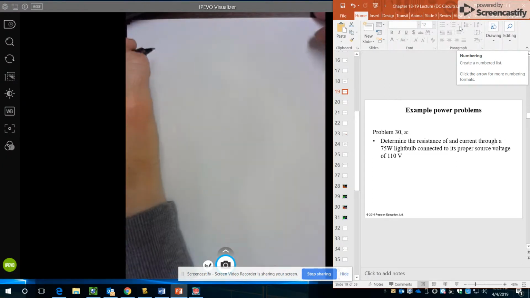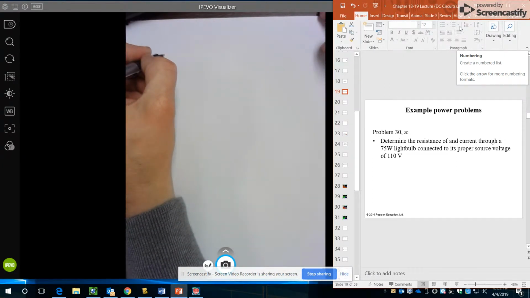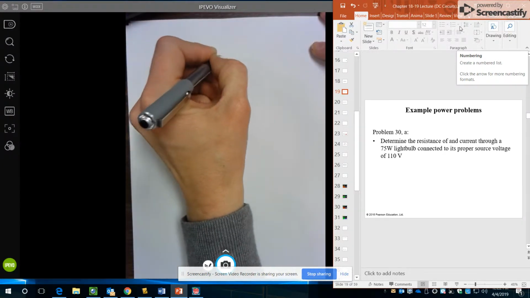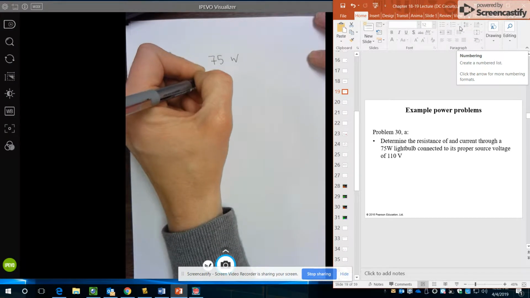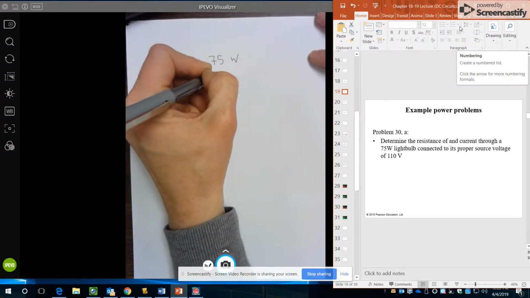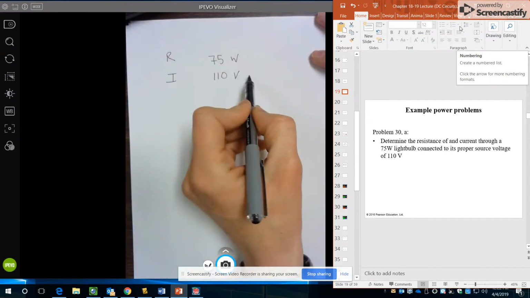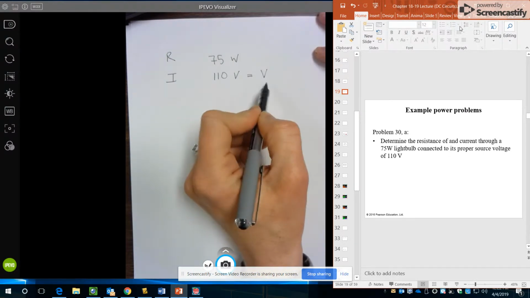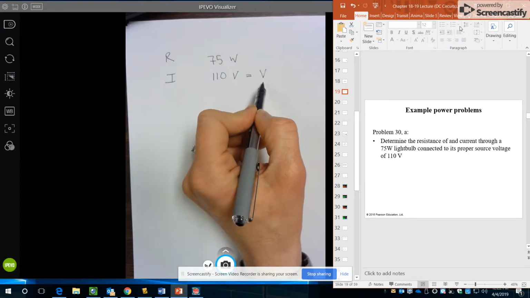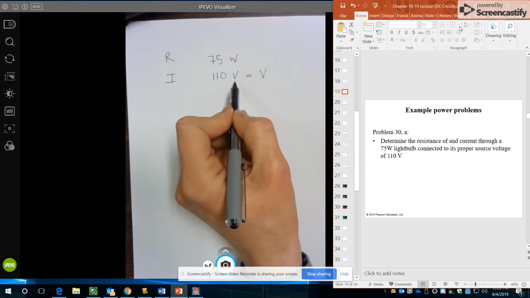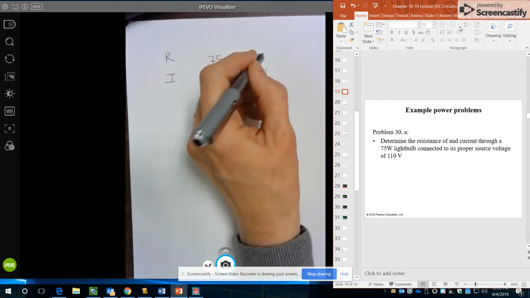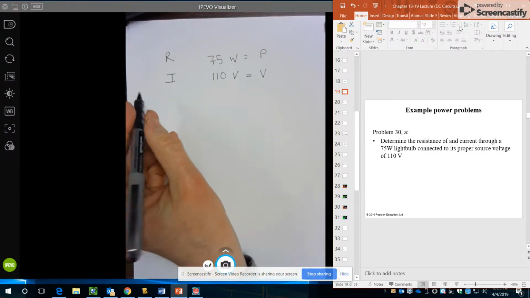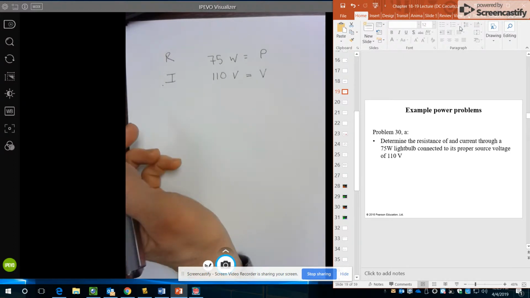So we'll start with problem 30, just part A. We want to determine the resistance and the current through a 75-watt light bulb connected to a proper voltage source of 110 volts. So the push through the circuit is 110 volts. So voltage is equal to 110 volts. 75 watts is the power required by the light bulb to glow. We want to know resistance and current.